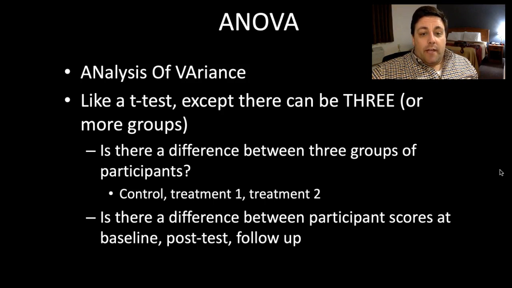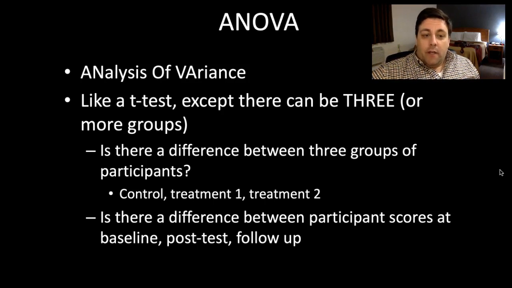And I gave you a couple of examples here on the slide. So we might ask, is there a difference between 3 groups of participants, right? So maybe a control group, a group that got, say, treatment 1, and then a group that got treatment 2. By the same token, we could also use an ANOVA if we were asking if participants had different scores at baseline, post-test, and follow-up, right?